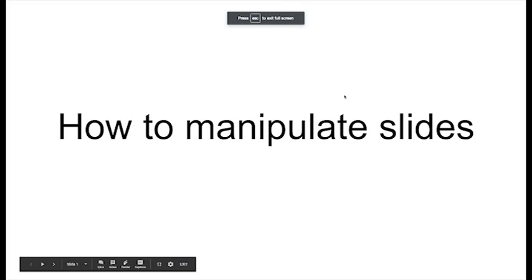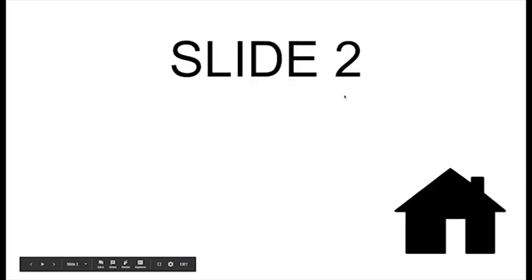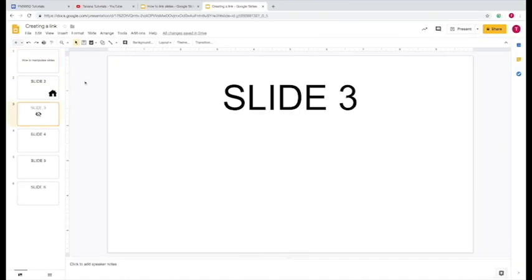Now if we go to present and we present this, I'll scroll through, and as you can see, it skipped slide 3. If we want to undo that, we just go back to slide and then click on that again.